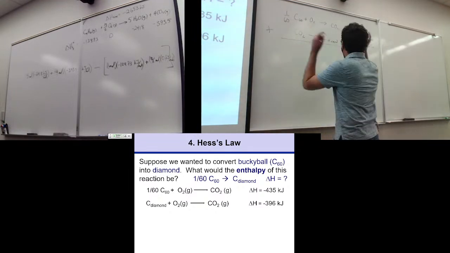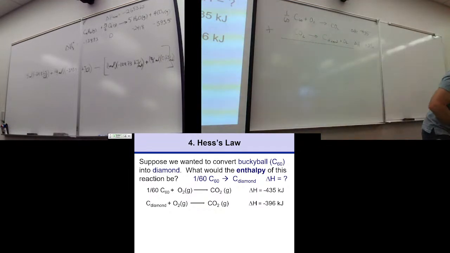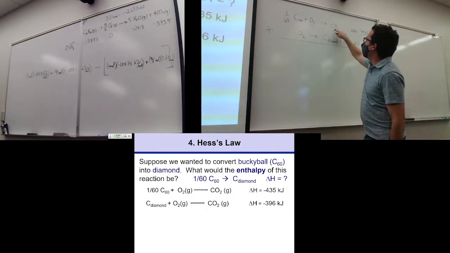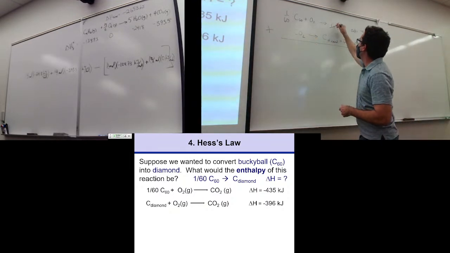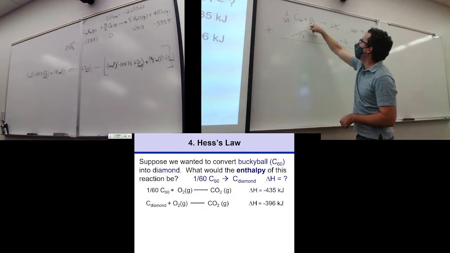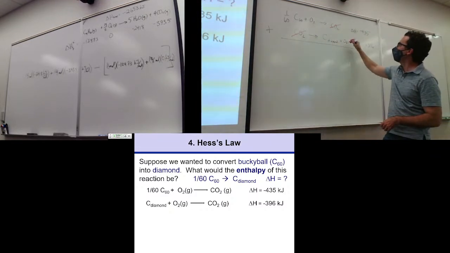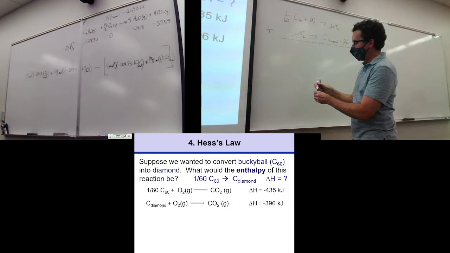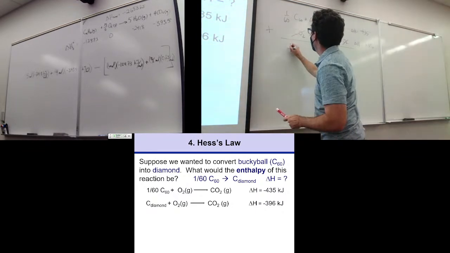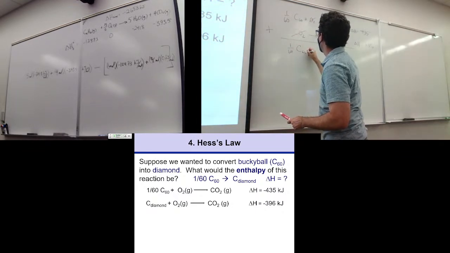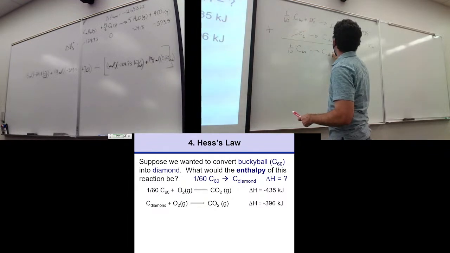Let's just cancel out what doesn't belong. I'm going to have a CO2 on the product side and a CO2 on the reactant side. Those will cancel. I have an O2 on the reactant side and an O2 on the product side. Those will cancel. And what's left is exactly what I'm looking for: C60 going to C diamond.